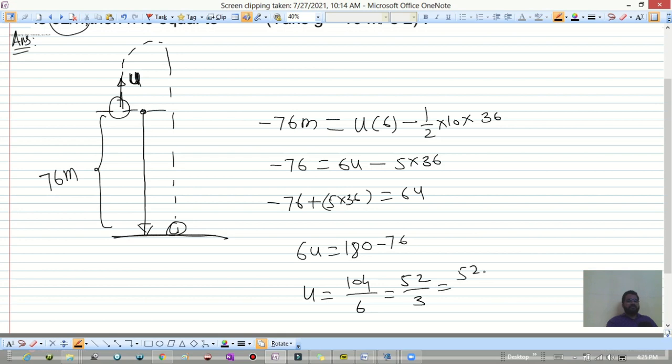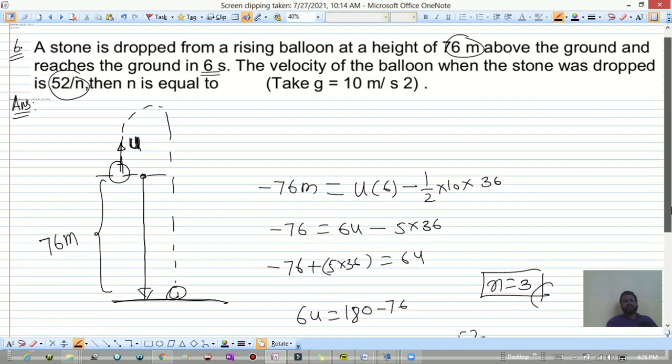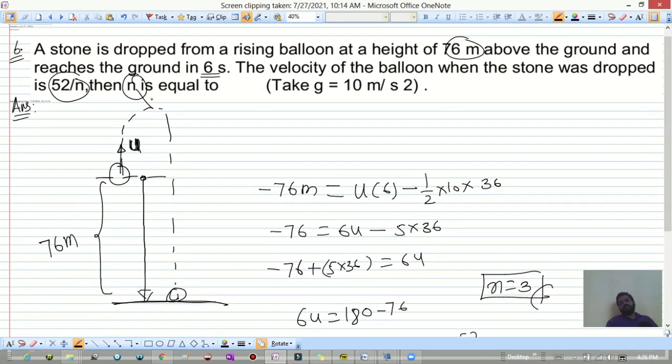This we have to compare with 52 by n. So what is the value of n? It is 3. So n we have is 3. So I hope this is clear.